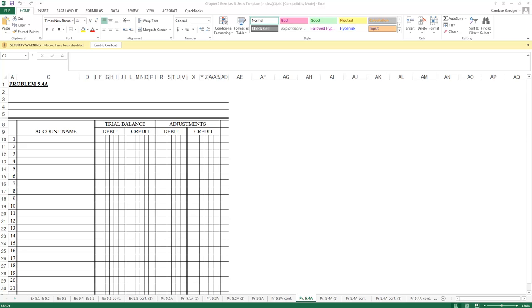Hello ACCB 129 students. Today we are going to go over problem 5.4a. Again, problem 5.4a. And that's located on page 145 and 146 in your textbook. The first part of it's on page 145, and then if you flip it over, the second part is on the bottom section of 146. And this is a sample problem we're going to go over today.